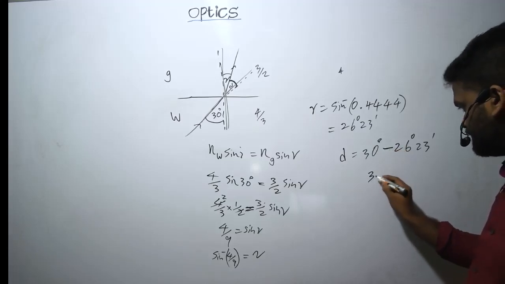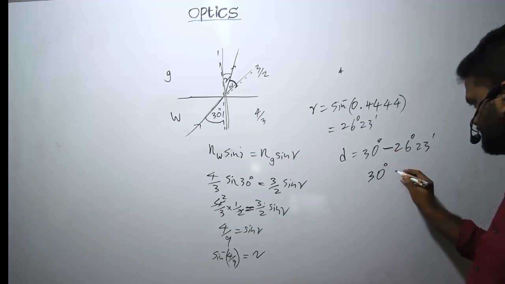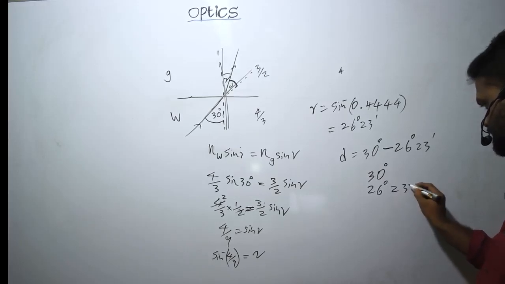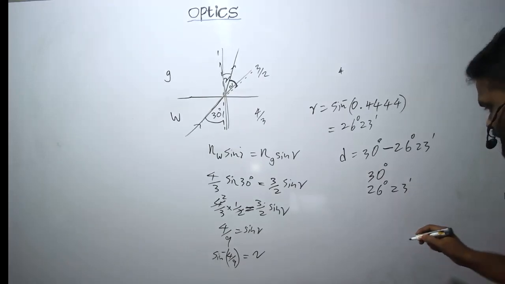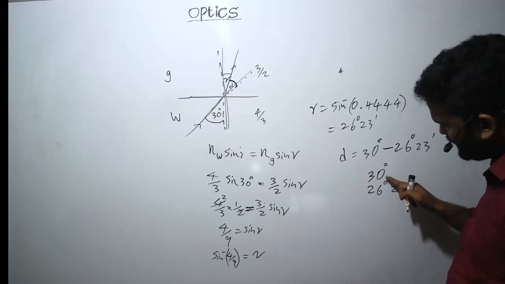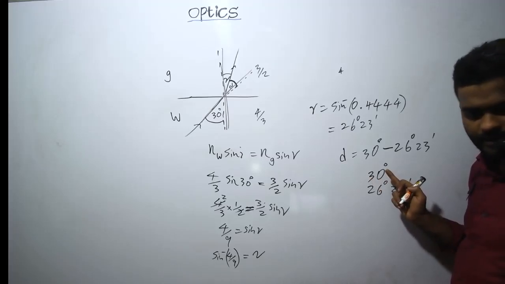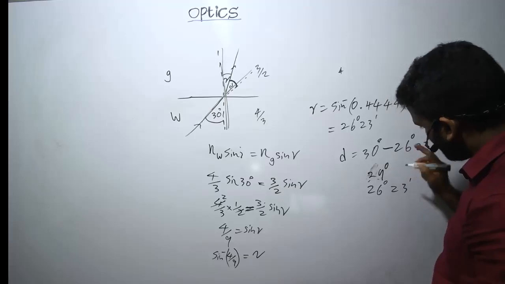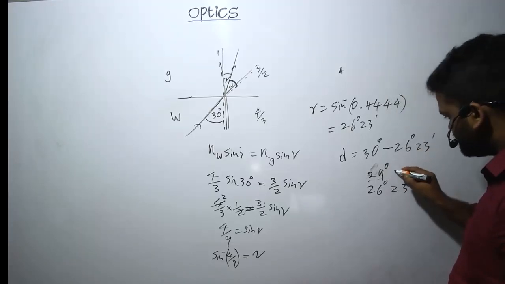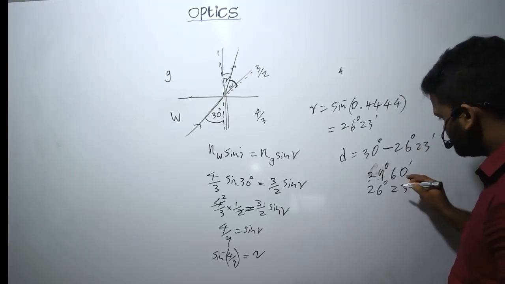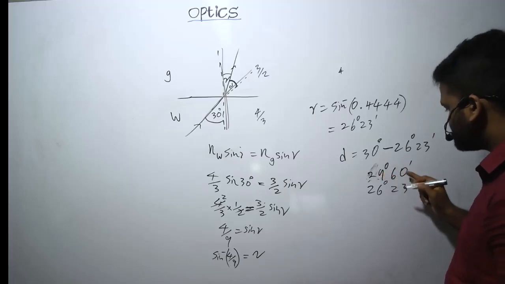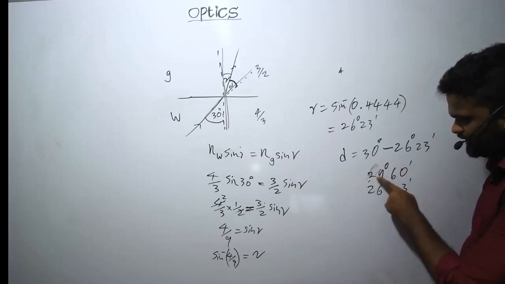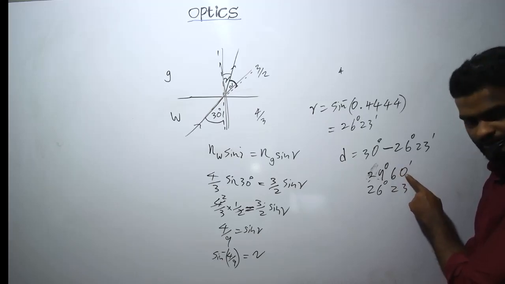So how do we subtract this 26 degrees 3 minutes from 30 degrees? You can write 30 degrees as 29 degrees and 1 minute. You can put 1 minute here. I mean, 1 degree is 60 minutes. So you can write 30 degrees like this, 29 degrees 60 minutes. This also is 30 degrees.